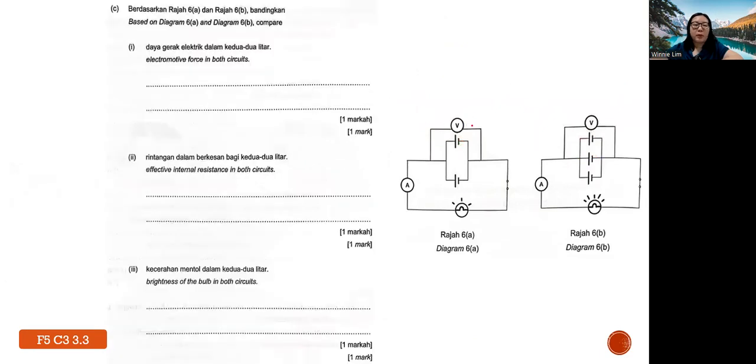Then now they want you to compare the electromotive force in both circuits. So just now they also said when it is open, both are also 1.5, 1.5. So this is referred to as the electromotive force. So basically they are the same or no change.